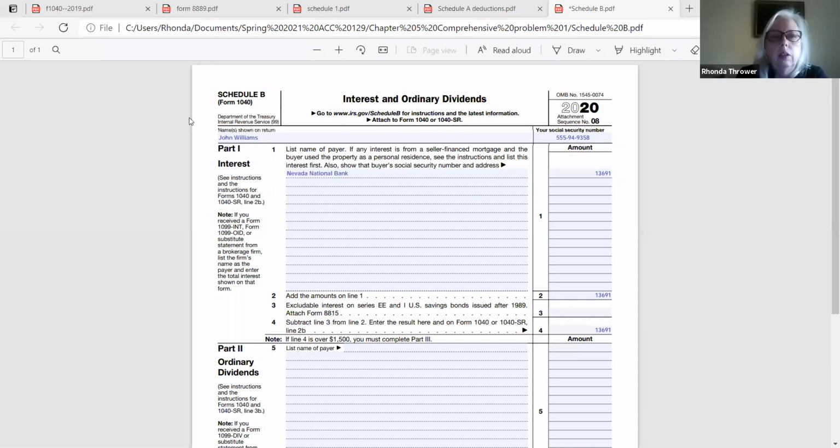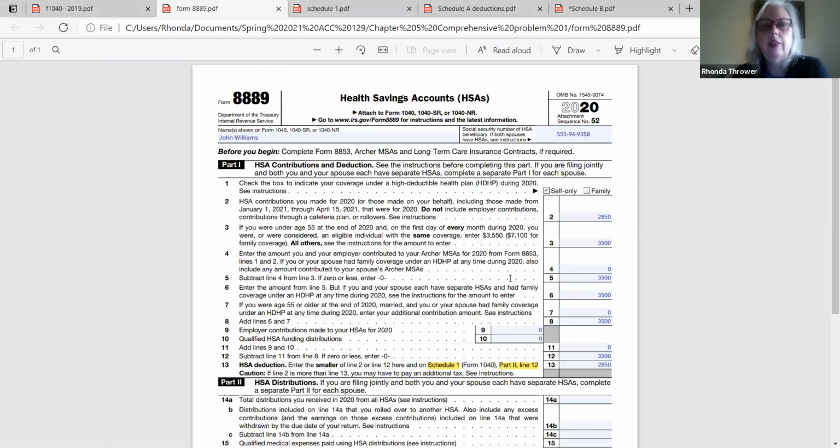Bear with me just a second. Let's see if I can get to it. Form 8889 here. Okay, I think you ought to be able to see this form now.